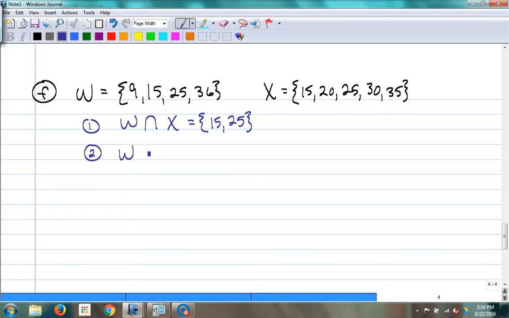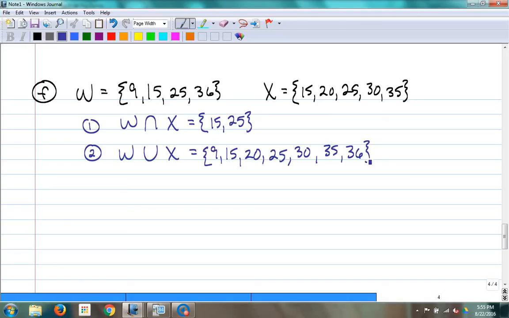Part 2. Let's do W union X. What's that create? Smaller set or a bigger set? Bigger set. Unions are going to create bigger sets than intersections are. So if we join these two together, we got the 9, and then there's that 15 that's shared, and then there's the 20, and then the 25 that's shared, and then the 30, the 35, and then the 36 from set W.